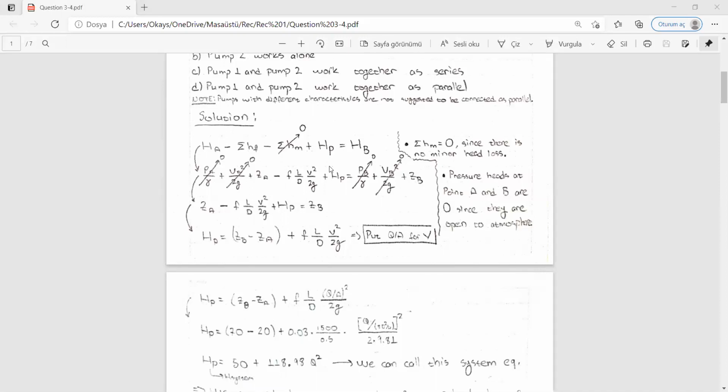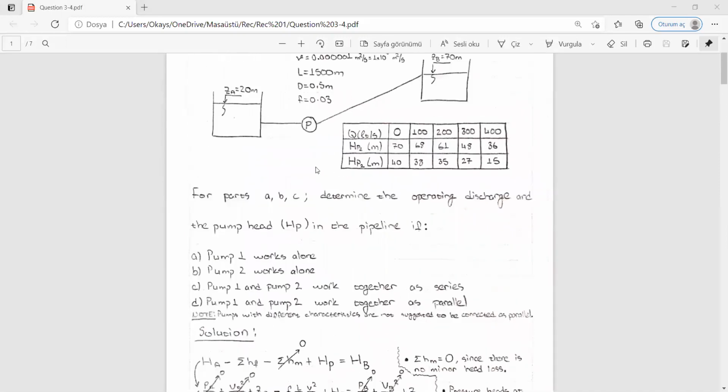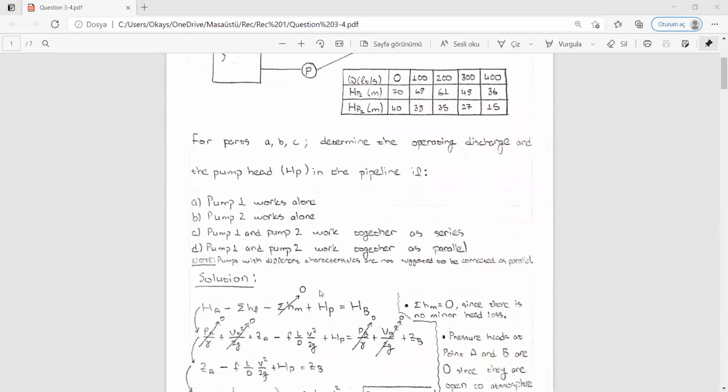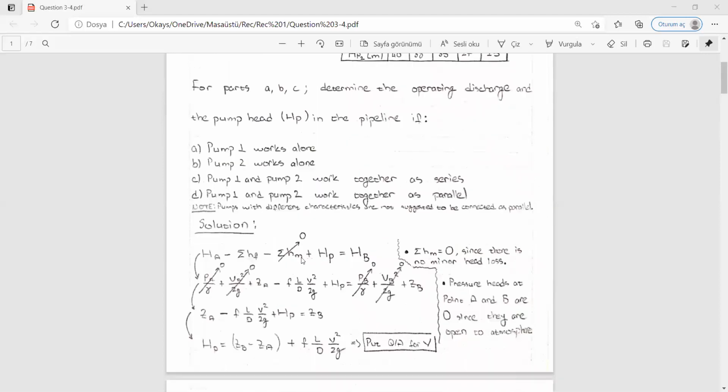Yes, you can. If the question directly asks you, like, let's say it told you to make pump 1 and pump 2 work in series and gave you the pump heads, you will write here pump 1 head plus pump 2 head. But in this question, it's a bit different. We have different cases, and this stands for everything. I mean, this stands for when they work together or when they work alone. So we keep it as it is in this one.